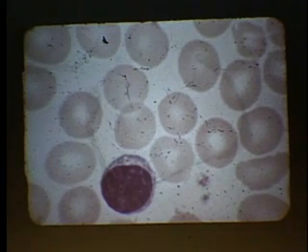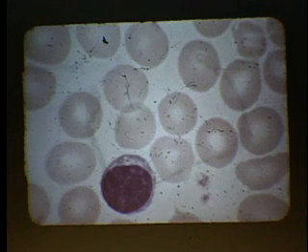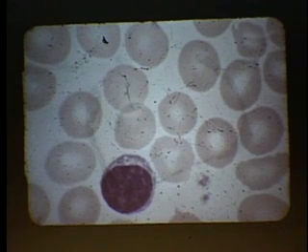What's this? Whoops, I lost my pointer. I think there we go. Why does it go out there? I think my battery's going out in my pointer. Can you see where, there it is.